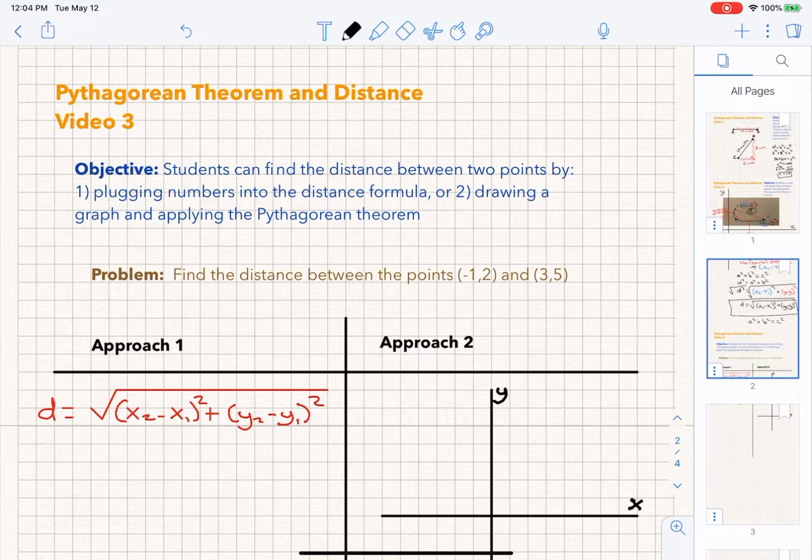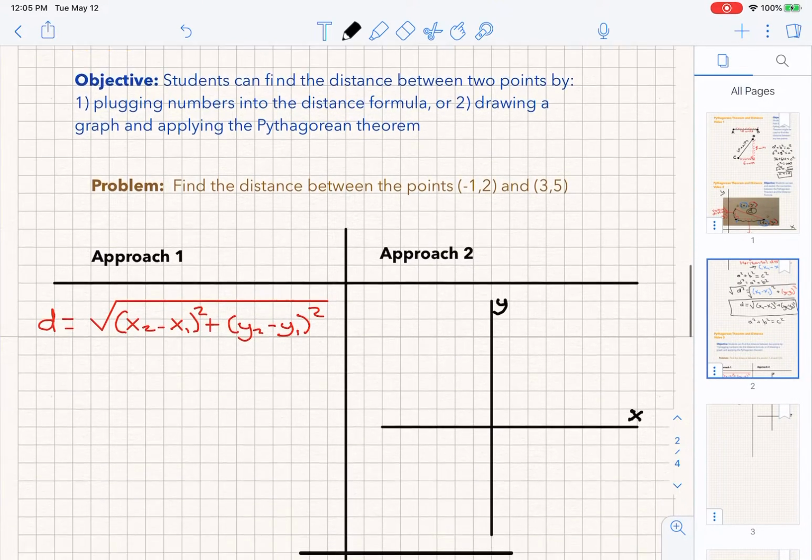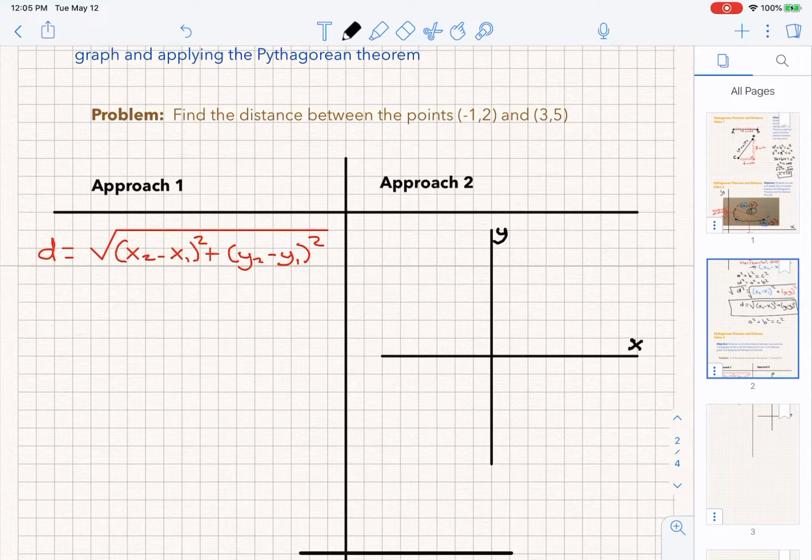Okay, bridge students, for the third and final video on the Pythagorean theorem and the distance formula, we're going to apply two approaches to finding distance. One is the distance formula, and we're going to plug numbers in. The second is a more visual approach where we're going to draw a line segment. We're going to drop a right triangle from the line segment, and we're going to apply the Pythagorean theorem. And I want you to be comfortable with both these approaches. Some people prefer one, other people prefer the other approach. They both amount to the same thing. So either one is good.